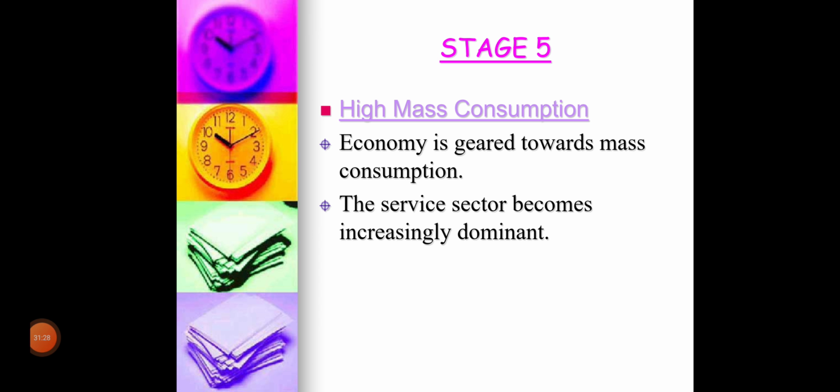Next, or the final stage, is the high mass consumption. Economy is geared towards mass consumption. The service sector becomes increasingly dominant. So this is the final stage, kumbaga the society has na sila sa highest peak. So for example is Japan. So they can sustain the needs of their people. They have this large production of their goods and products.